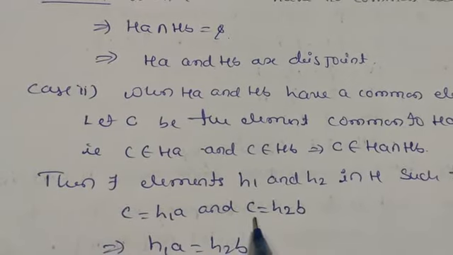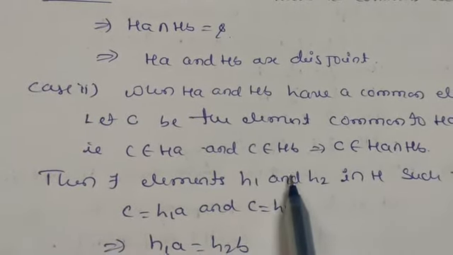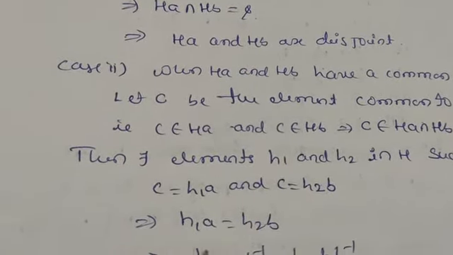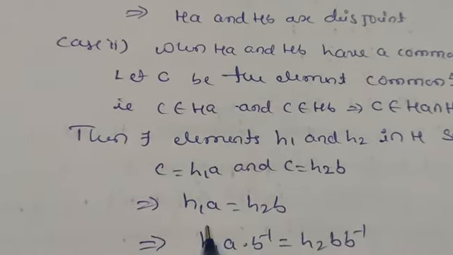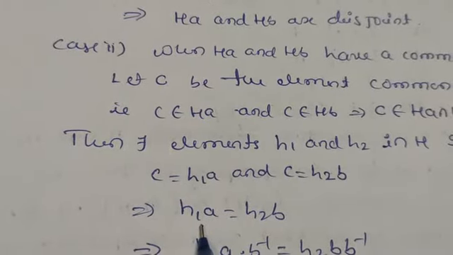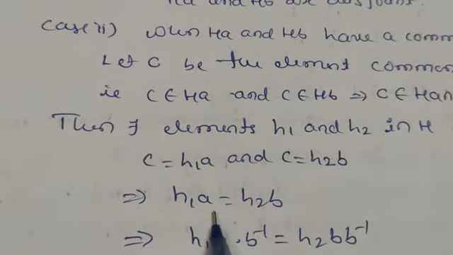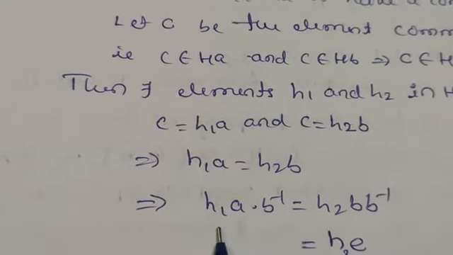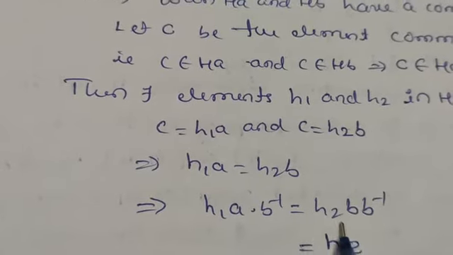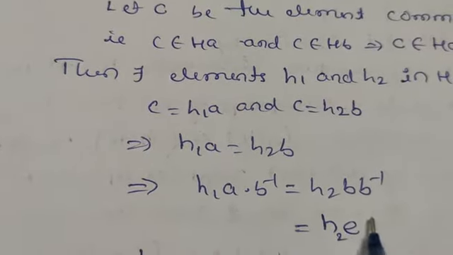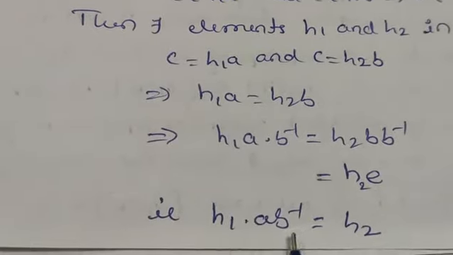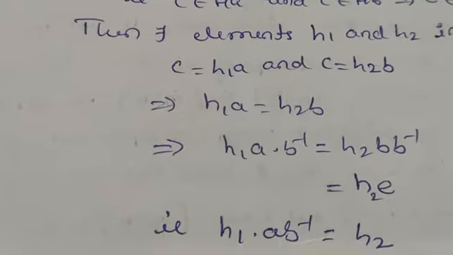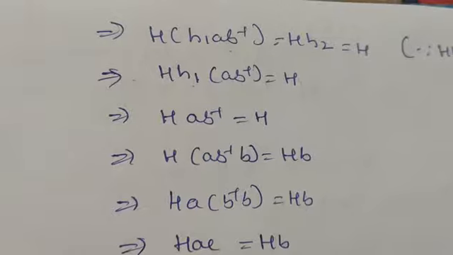Since it is a coset, we have to take the elements in this form only, H1A and H2B. So this is the common element, which means we can take them equal. This implies H1A is equal to H2B. Now let us operate B inverse on both sides. H1AB inverse is equal to H2BB inverse. We know B into B inverse is E. So this is equal to H2E, and H2 into E is H2 only, since E is the identity element.